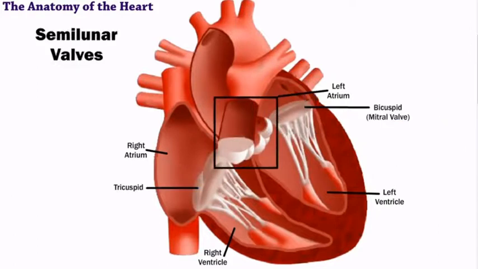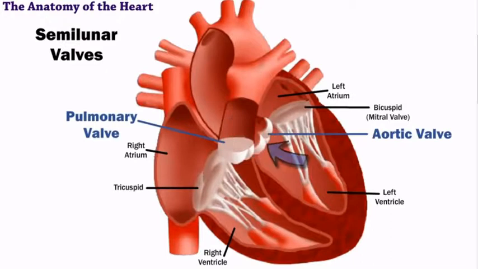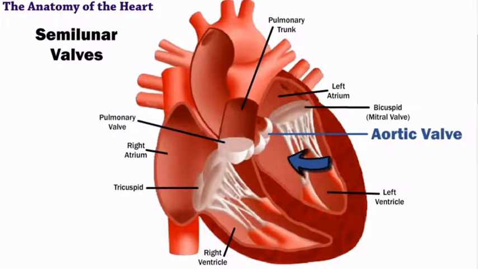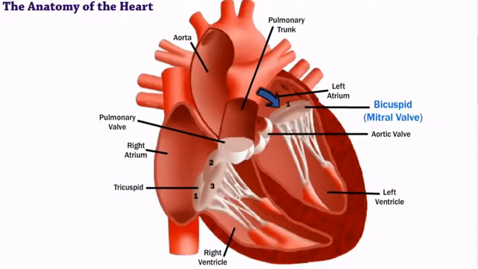There are also 2 semilunar valves, the pulmonary and the aortic. The pulmonary is between the right ventricle and the pulmonary trunk, and the aortic is between the left ventricle and the aorta. When the AV valves close, they prevent blood from flowing back into the atria while the ventricles are contracting. The tricuspid has 3 flexible cusps, or flaps, and the bicuspid has 2.